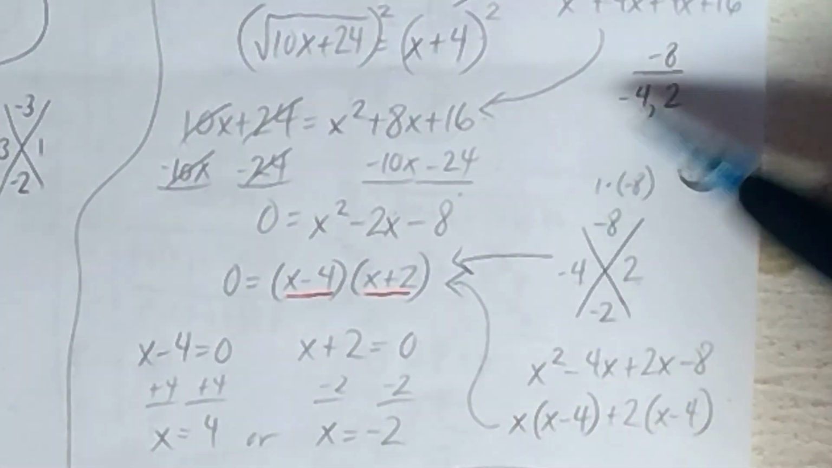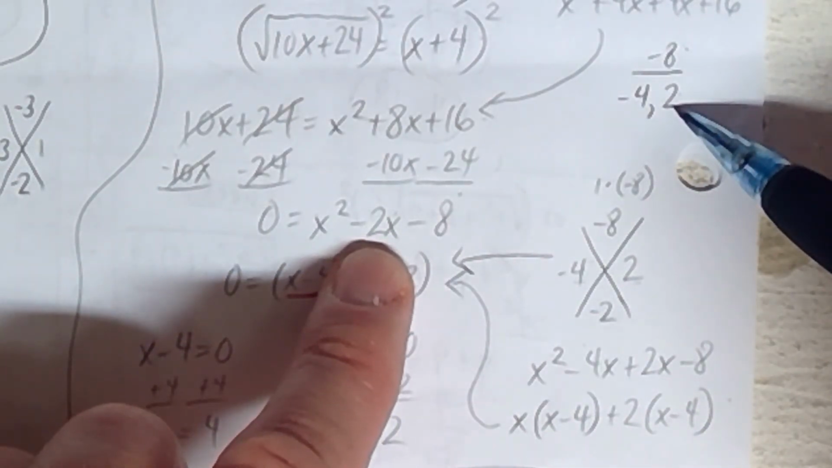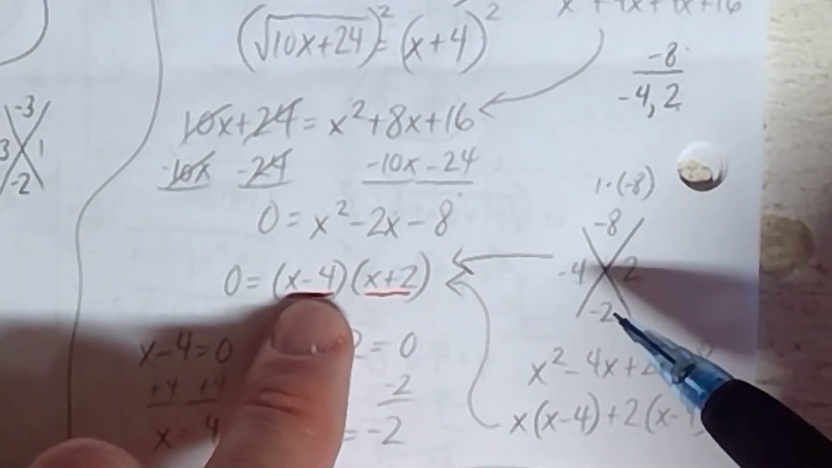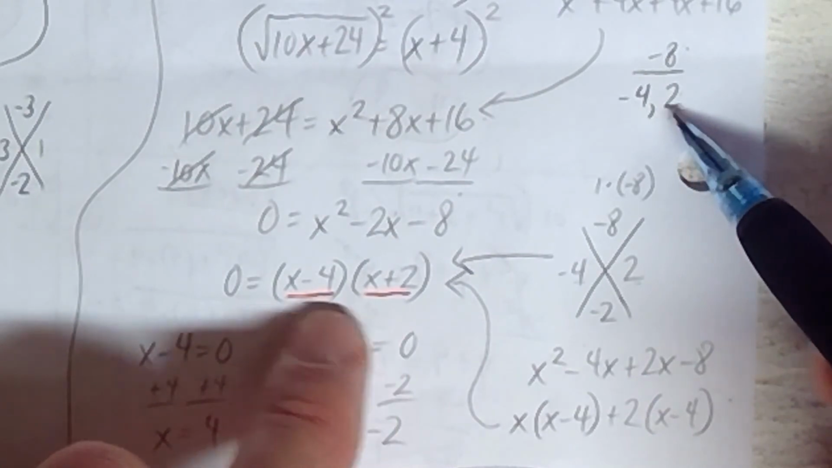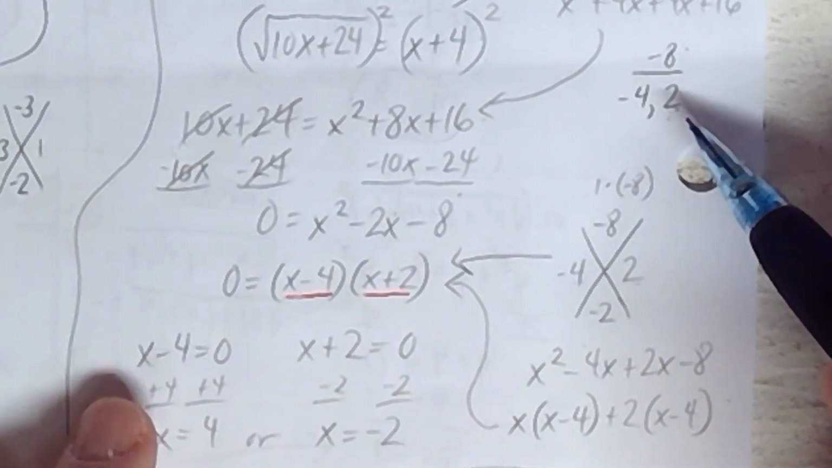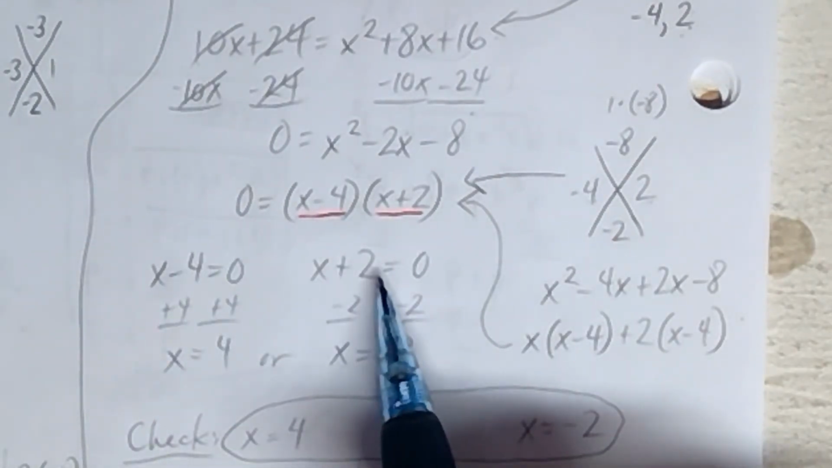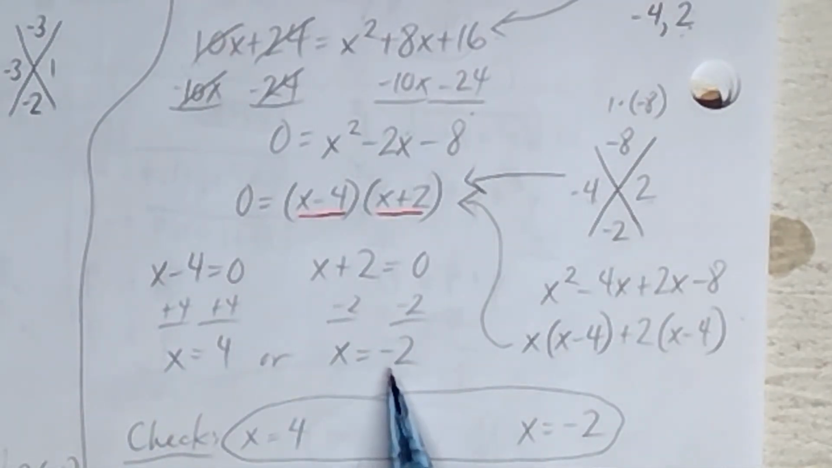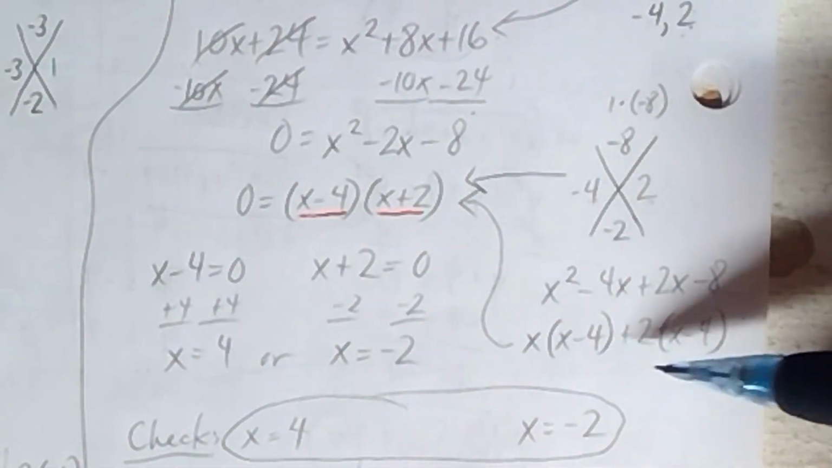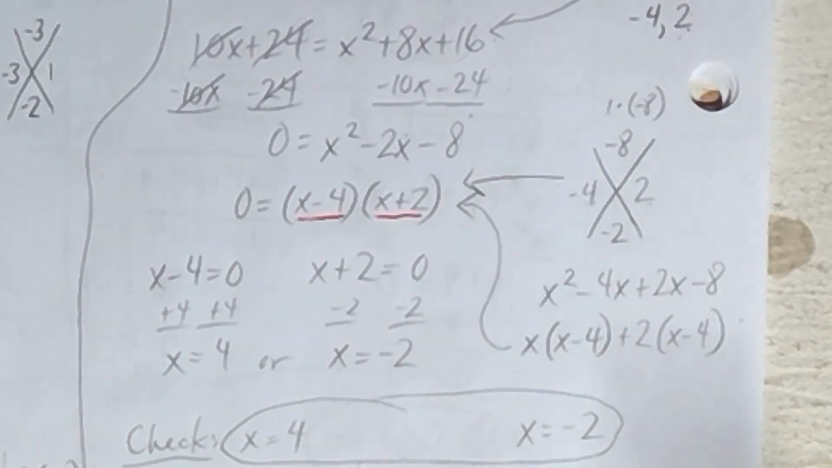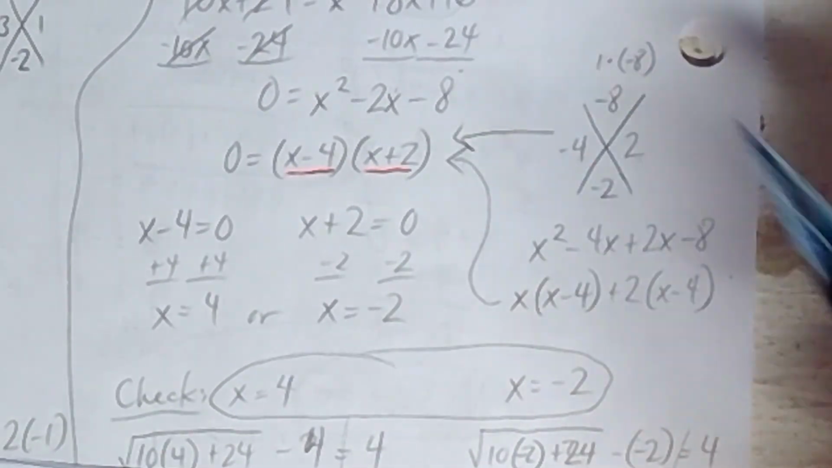1 times -8 is -8, and then these 2 numbers are the numbers that add up to -2 in the middle there. So I plugged that in, -4 and +2 here, and it gives me these 2 brackets. I then set those brackets equal to 0, and it gives me 2 linear equations. I solve those, and I get 4 and -2. You don't need to do this stuff over here. That's just an alternate way of factoring it with the grouping method that we talked about a little bit back in the factoring chapter. You can just do the Berry method if you want.